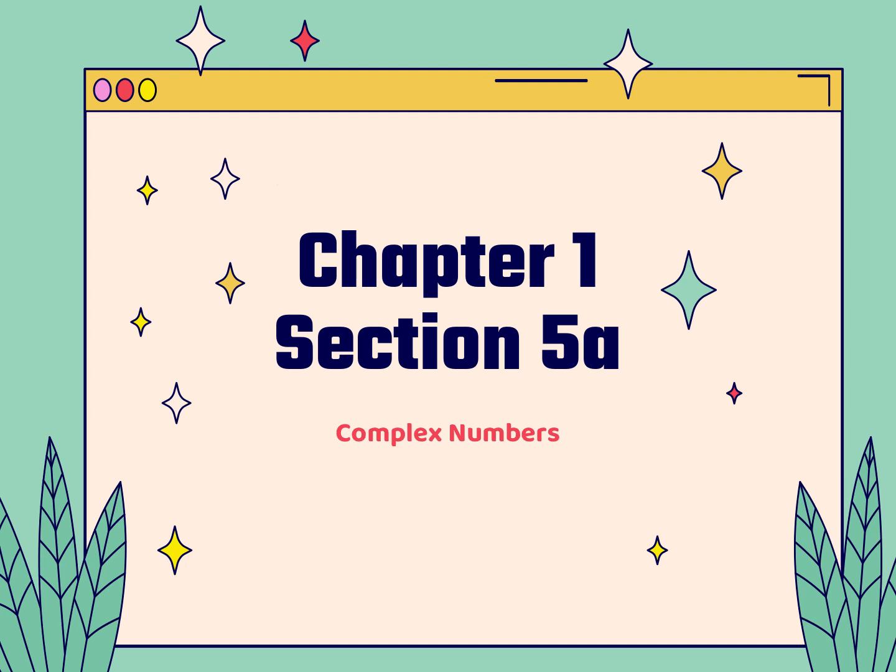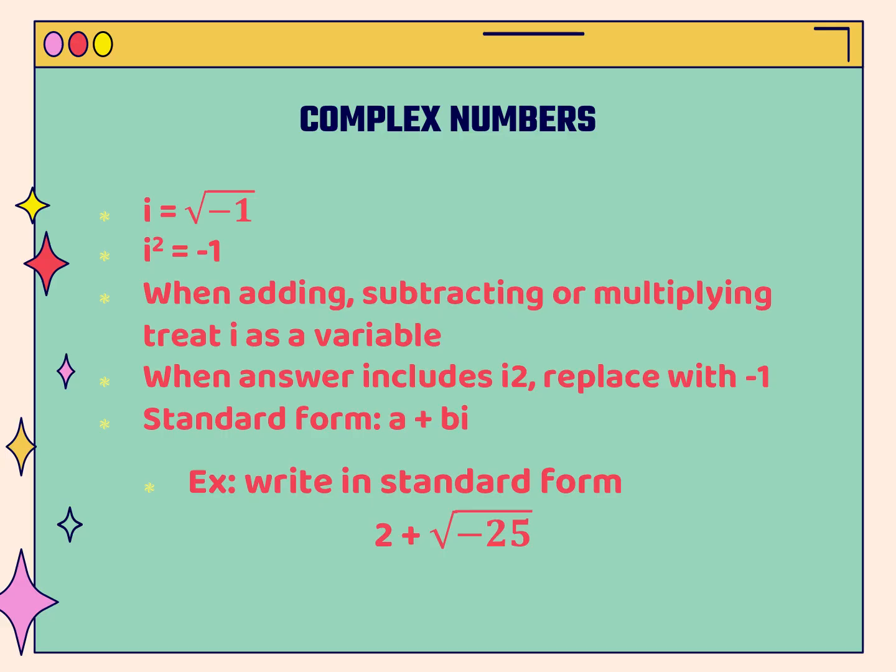So today we're going to cover Chapter 1, Section 5A. Today we're going to learn about complex numbers. The first thing that you need to do in order to work with complex numbers is you need to memorize that i is equivalent to the square root of -1 and that i squared equals -1.